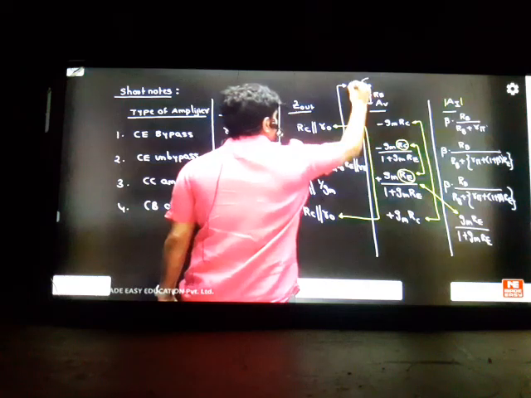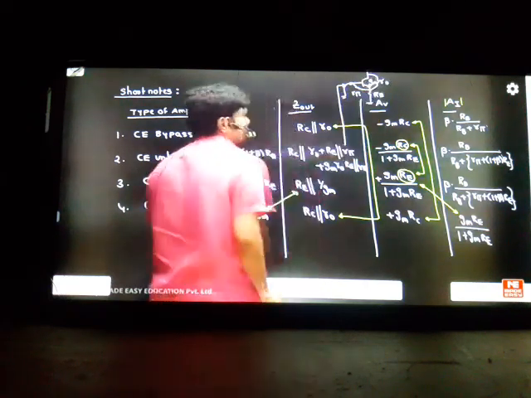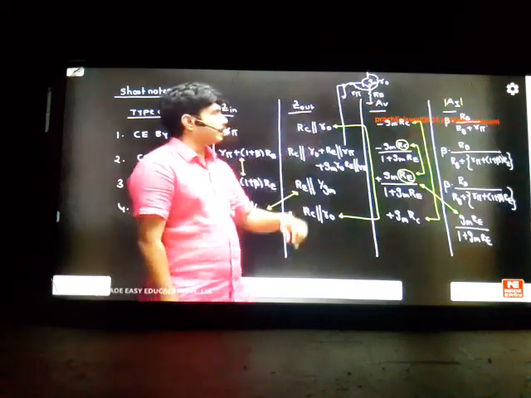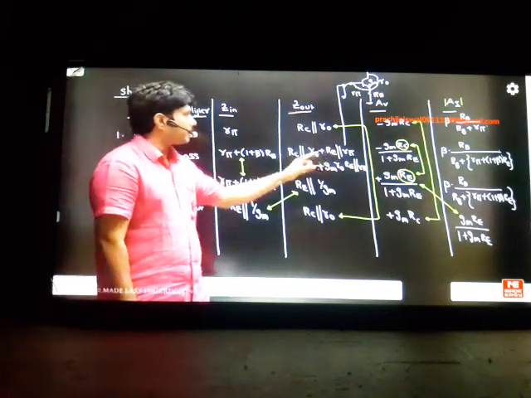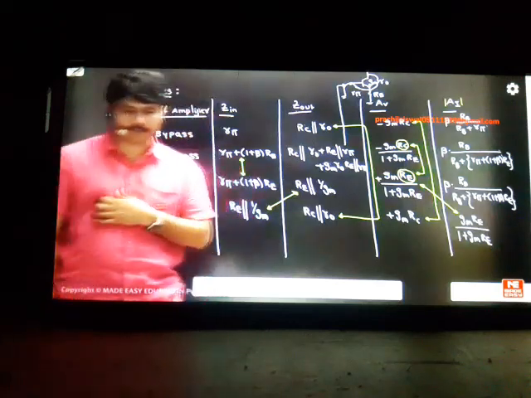This is Re, this is R pi, this is ground, this is R naught, this is Gm. This is the trick: R naught plus Re parallel to R pi, plus Gm multiplied with these two components, Gm into R naught into Re parallel to R pi. Look at the diagram and practice. So let us start our journey.